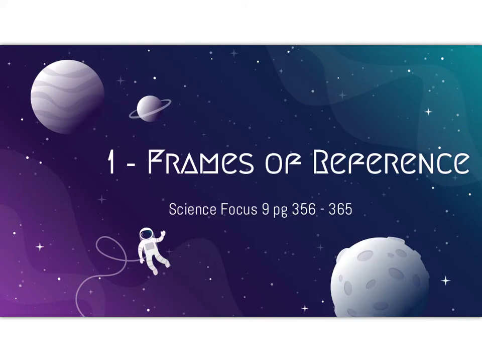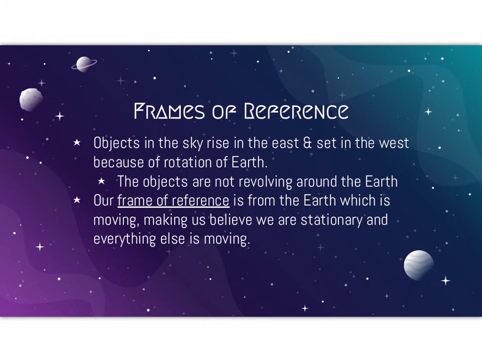Number 1, frames of reference. Objects in the sky rise in the east and set in the west because of the rotation of Earth. Objects are not revolving around the Earth. Our frame of reference is from the Earth, which is moving, making us believe that we are stationary and everything else is moving. So a frame of reference is how you view things.